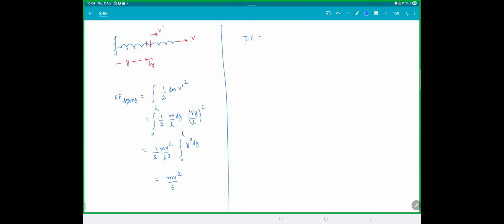So total energy will be half capital M v square, plus half kx square, plus small m v square by 6. Differentiate. The left-hand side will become 0. This will become Mv, dv by dt is acceleration. This will become kx, dx by dt is velocity. This is m by 3 velocity acceleration. We get a is equal to minus kx by M plus small m by 3. It's a pretty good result to remember.